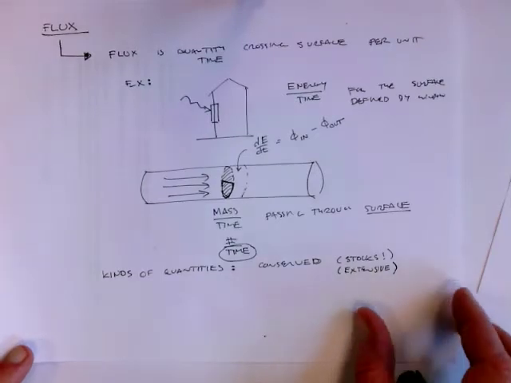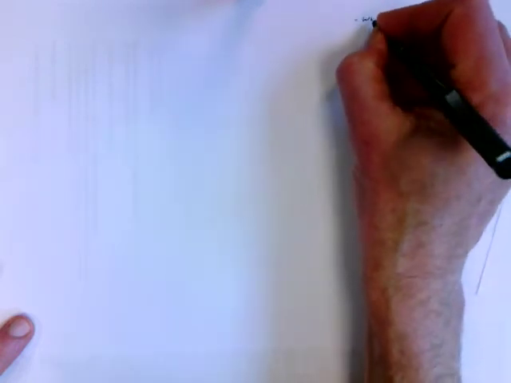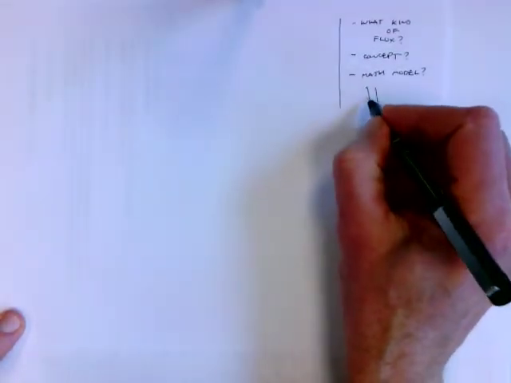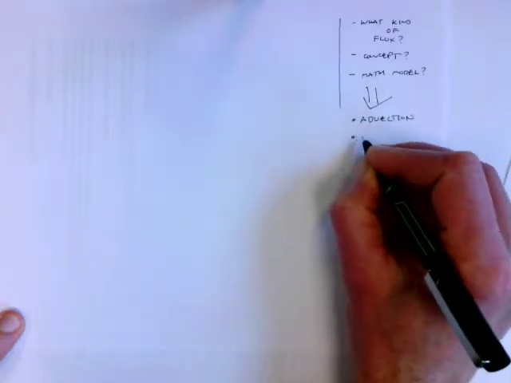So in this video, what I want to do is talk about a couple of common models for flux, the ones that you will see most often. For each of these models, I want to talk about what kind of flux it is, how we actually think about it conceptually, and finally, how we mathematically model it. Those are the three questions we're going to ask about two different types of flux. The first one is advection, and the second is diffusion.